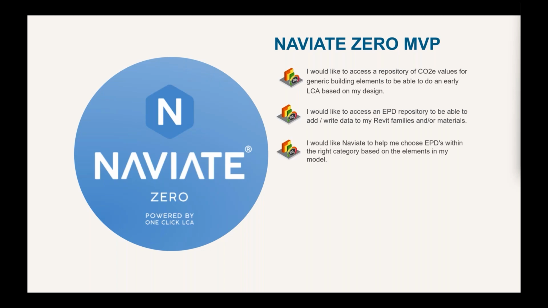I would like Naviate to help me to choose the best EPDs within the right category based on the elements in my model in one way or another. Some automation, and who knows, in the future, there's a lot of hype and buzz around AI today, and why not see if AI can help us be even smarter working with Naviate Zero and EPDs and embodied carbon. Who knows? And of course, comparing different EPDs is important, so you make the right or the smart decision based on your model and the need for different materials.